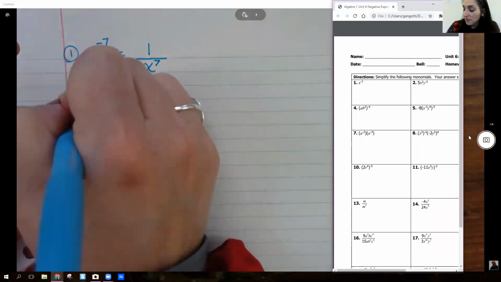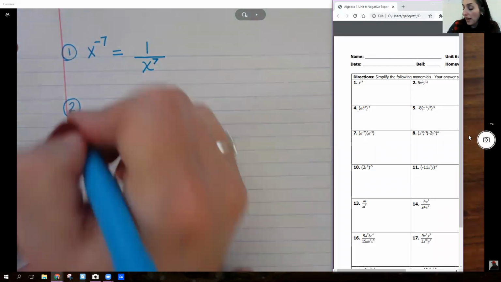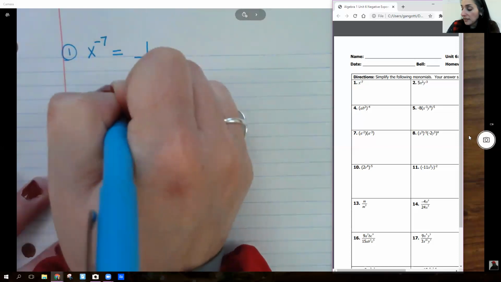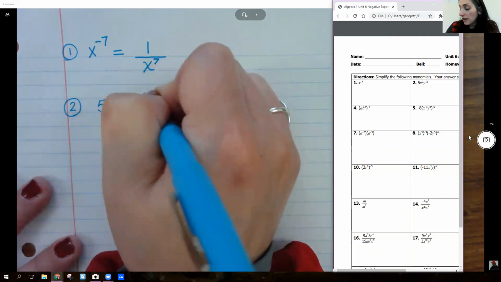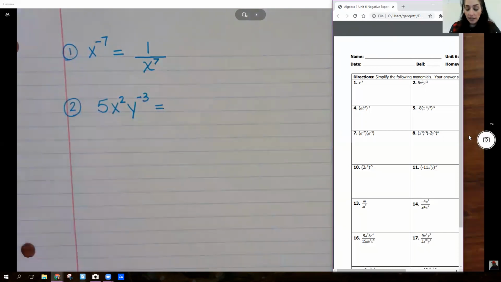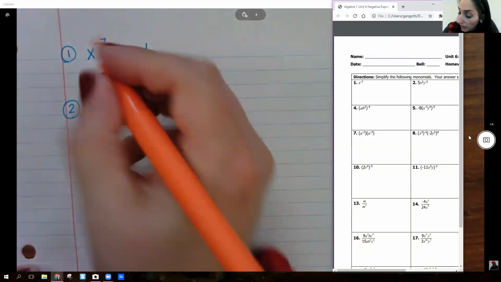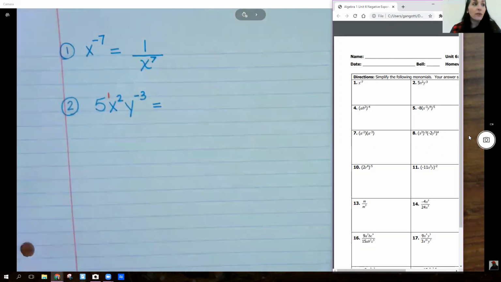Number 2, you have 5x squared y to the -3rd. Now, don't forget, like what we did in the examples before, this 5 right here has an exponent, even though it's not written. It's understood to be a 1. So there's no more simplifying, like we can't combine like terms or anything. This is as simplified as it can get. But we need to take care of the negative exponent.